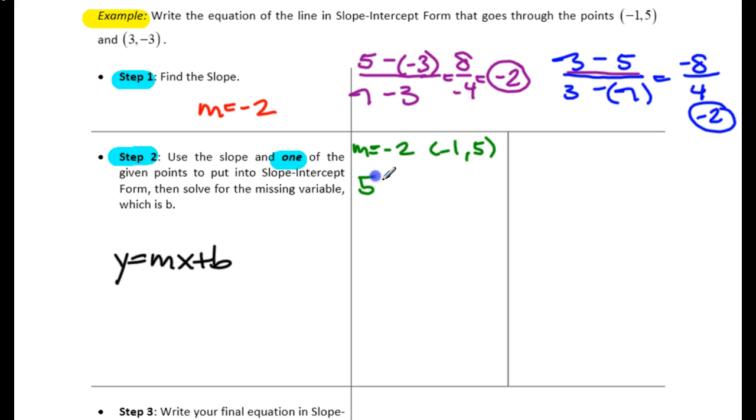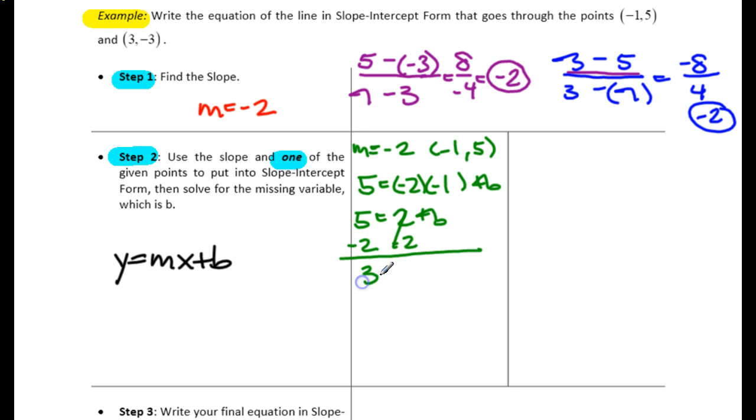The y is 5 equals mx, the m is -2, the x is -1, plus b. And remember, this is where I solve for my b, because I got the slope, now I need the b, or the y-intercept. So now it's 5 equals -2 times -1, which is +2, plus b. Solve for b, get it by itself. Get rid of this 2 by doing -2, always doing it on both sides. 5 minus 2 is 3 equals b.